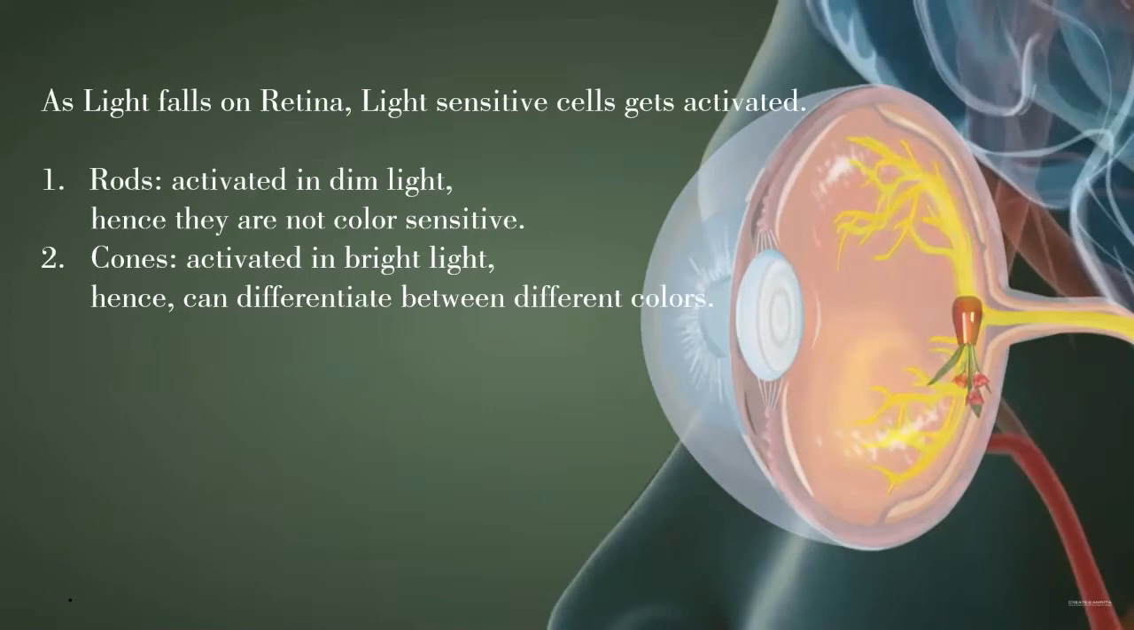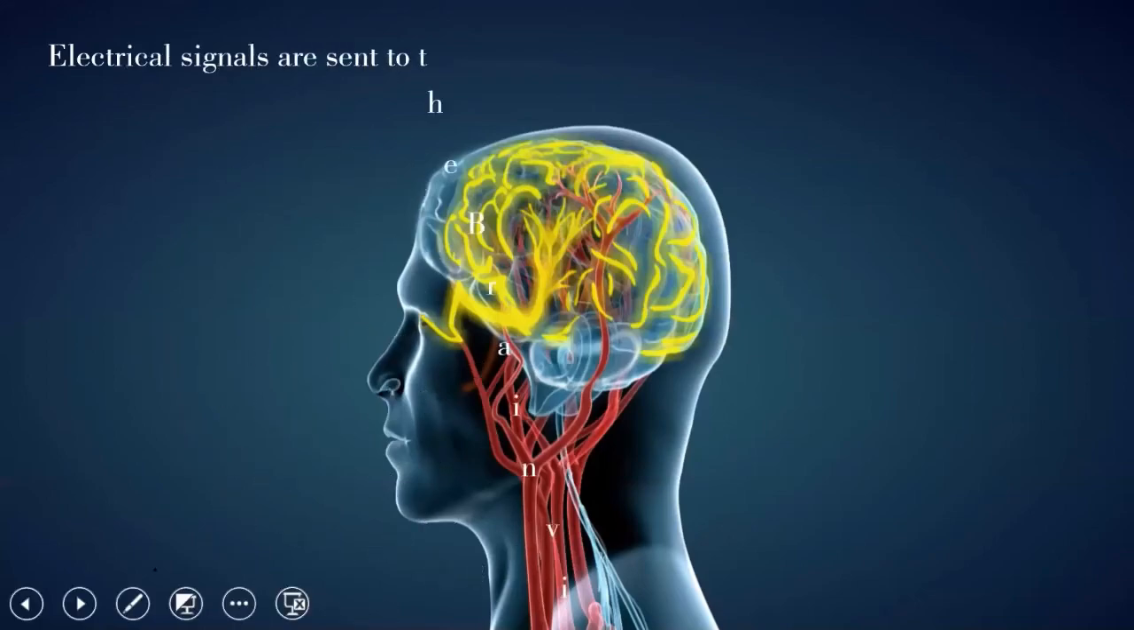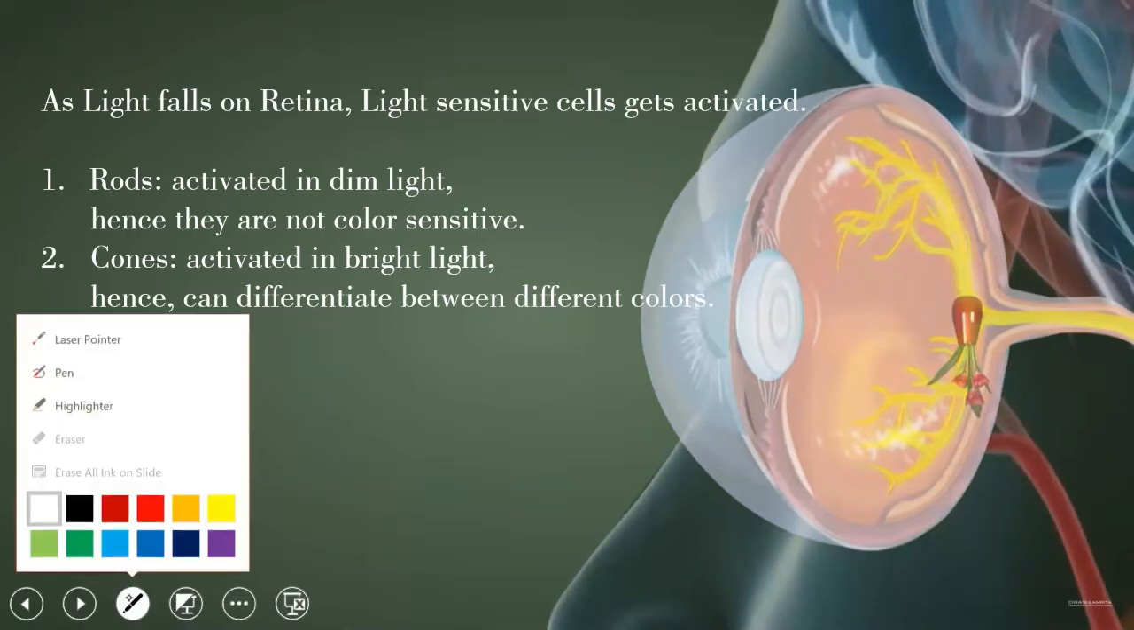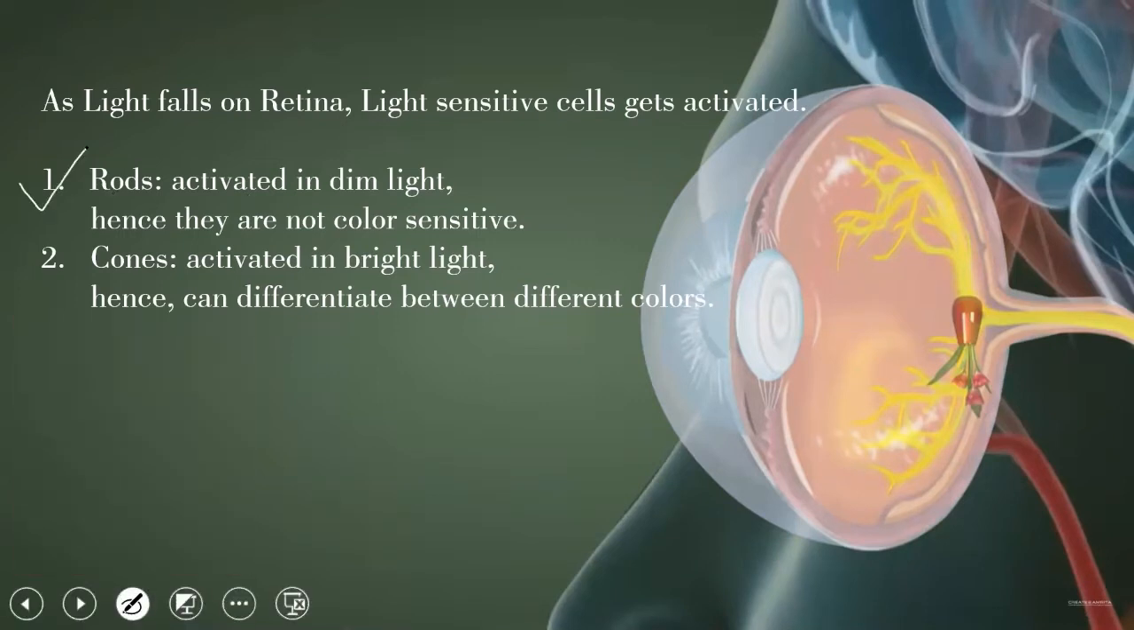When these light rays get converged at the retina, we know a real and inverted image is formed on the retina. What does it actually do? It activates the light sensitive cells. Which are the light sensitive cells? Rods and cones. If you see, rods and cones are your light sensitive cells. As soon as light touches the retina, these light sensitive cells get activated.